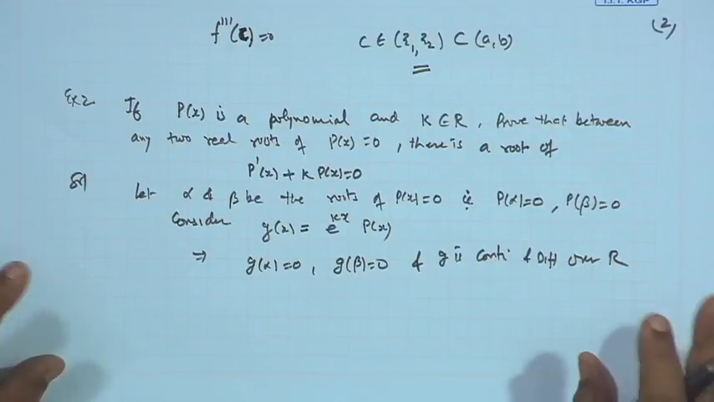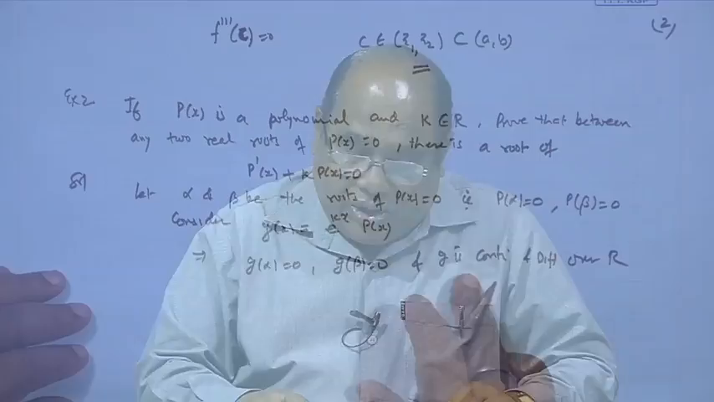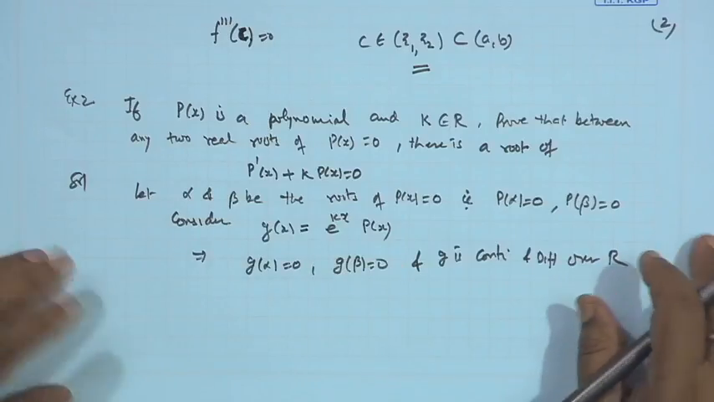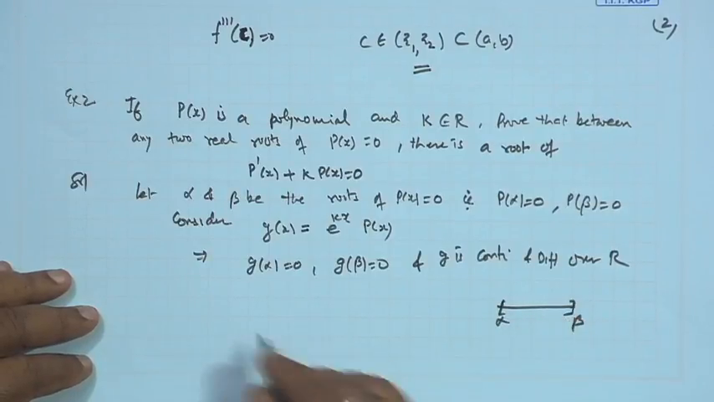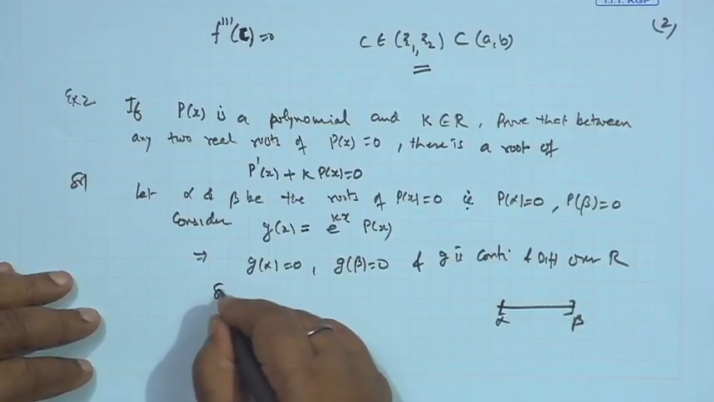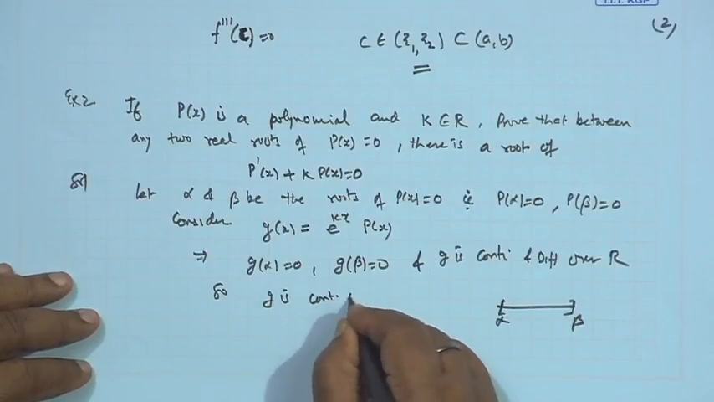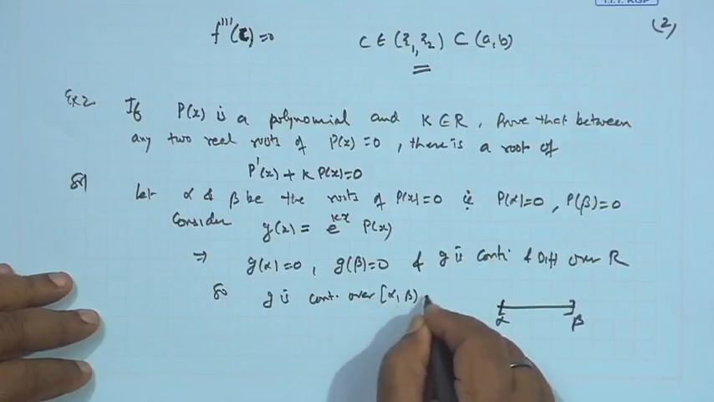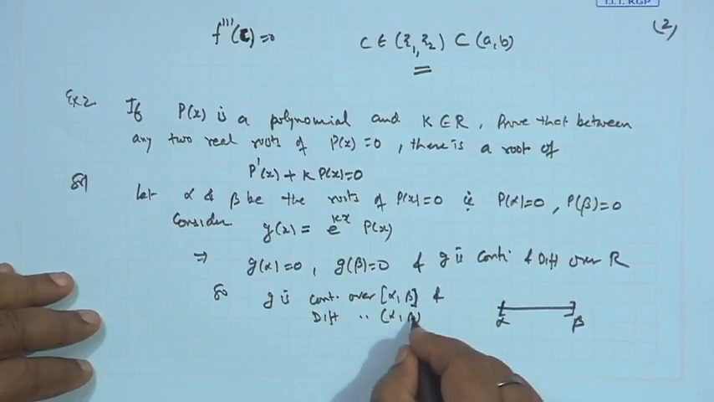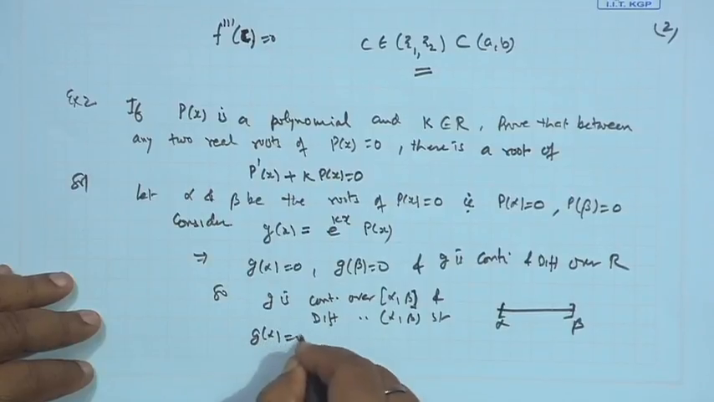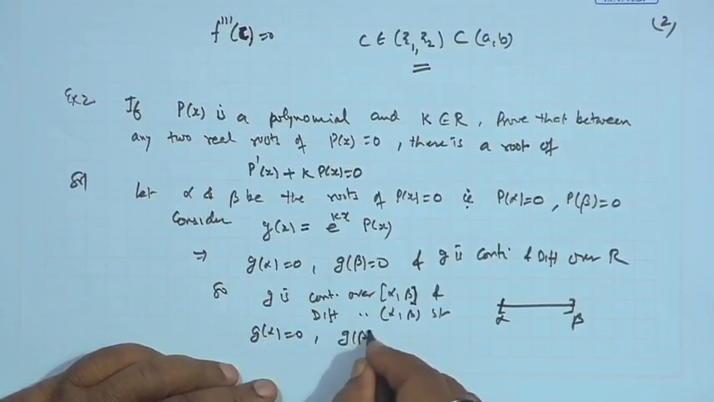And g is continuous and differentiable over R, because a polynomial is always a continuous and differentiable function over R, and e to the power kx is also continuous and differentiable. Therefore, the function g is continuous and differentiable over the entire R. So, if we take any interval, it remains continuous and differentiable. Now, if we look at the interval alpha to beta, g is continuous over the closed interval [alpha, beta] and differentiable over the open interval (alpha, beta), such that g(alpha) is 0, g(beta) is also 0.